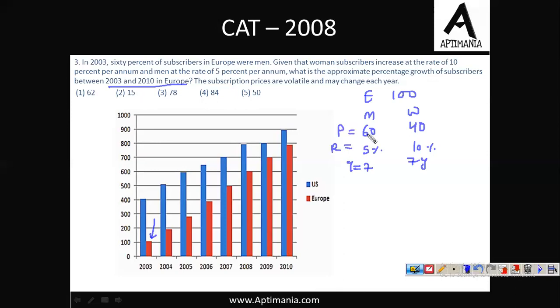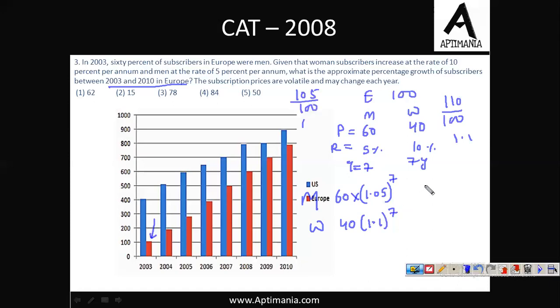If you try to use the formula of compound interest, because the population will be increasing compoundedly, right? So this will be 60 into 1.05 raised to power 7, and this is the number of men, and the number of women would be 40 into 1.1 raised to power 7. Why 1.1? See, an increment of 10% means it becomes 110% of itself, which is basically 1.1. An increment of 5% means it becomes 105% of itself, which is basically 1.05. That's why we have used these values directly, right?